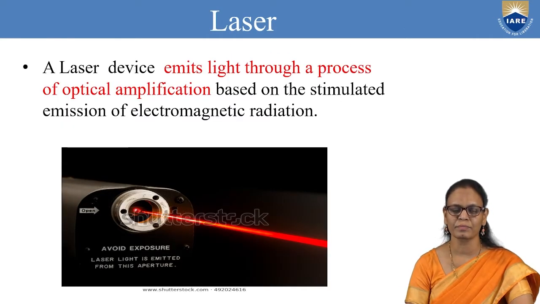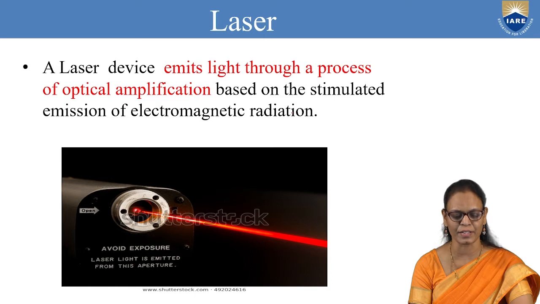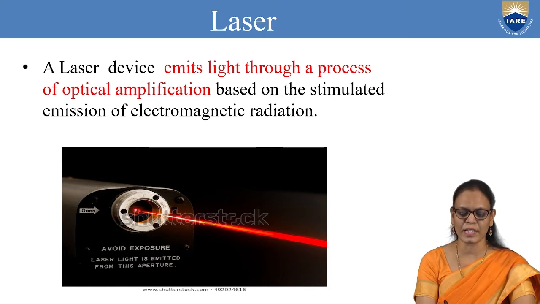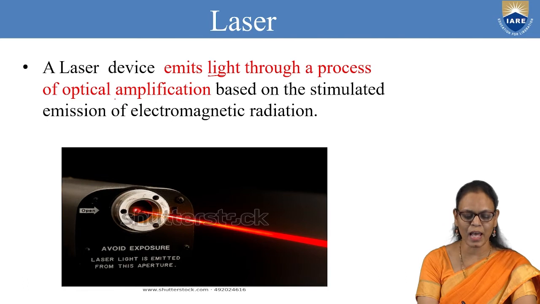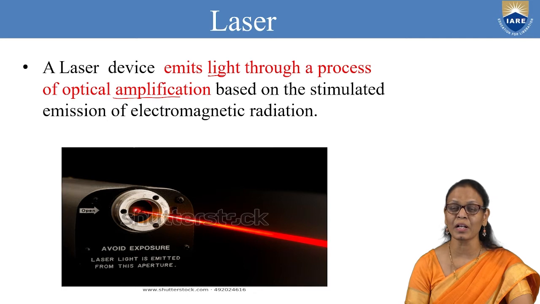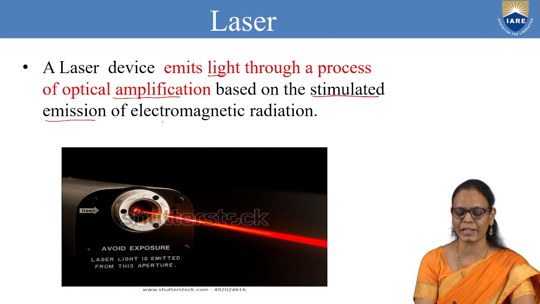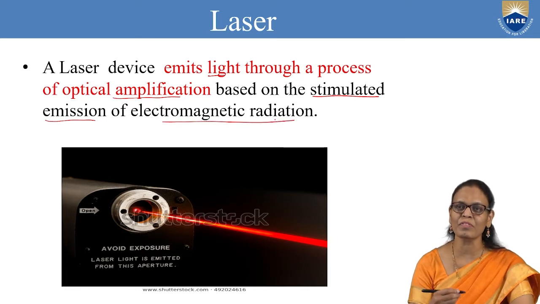Now coming to laser. A laser device emits light through a process of optical amplification based on the stimulated emission of electromagnetic radiation. So what we are going to discuss is how light gets amplified. That is what we are going to see mostly throughout the chapter, and how it is done through stimulated emission of electromagnetic radiation. And later on we will see the advantages, disadvantages, or how to apply them. All that we are going to discuss.